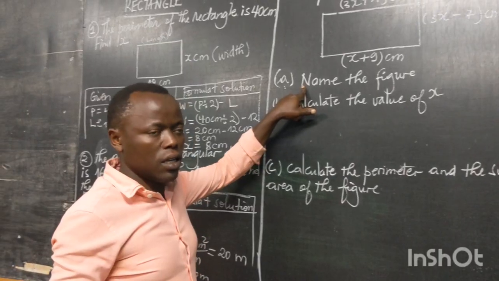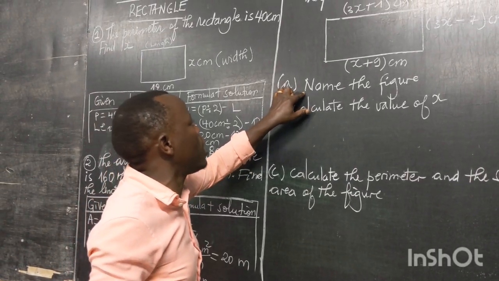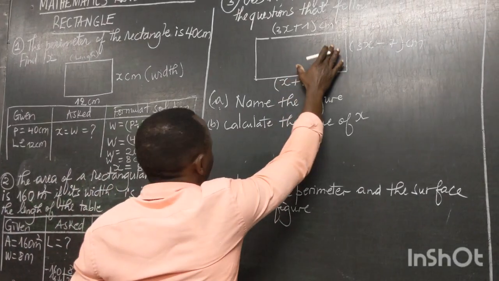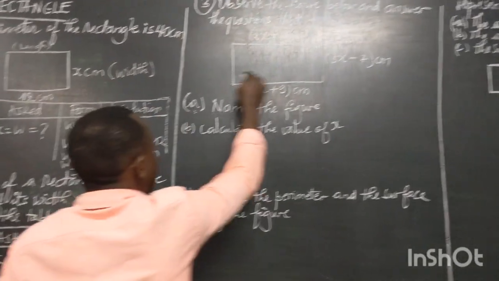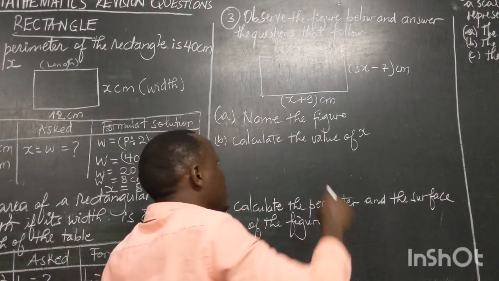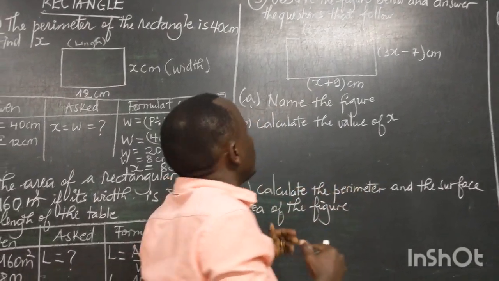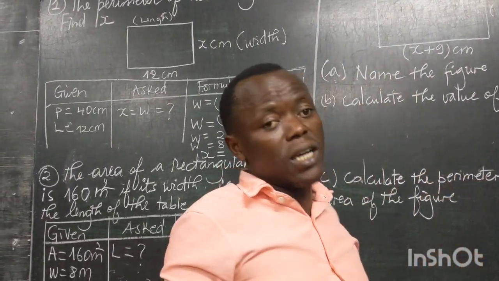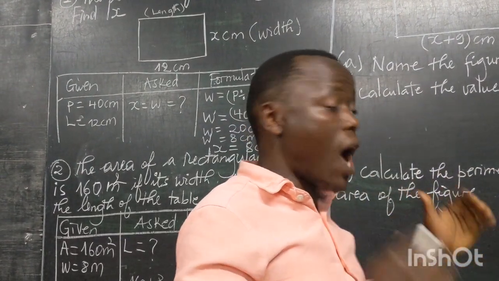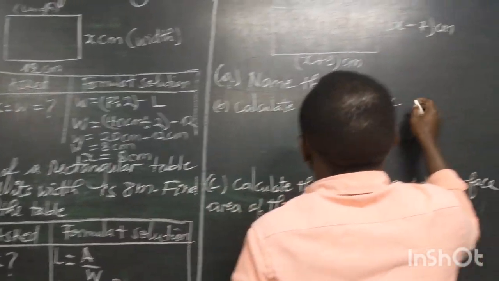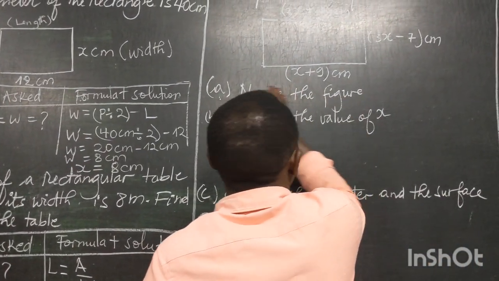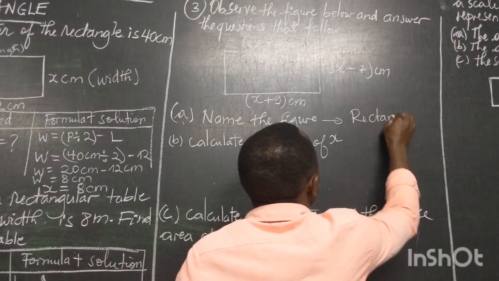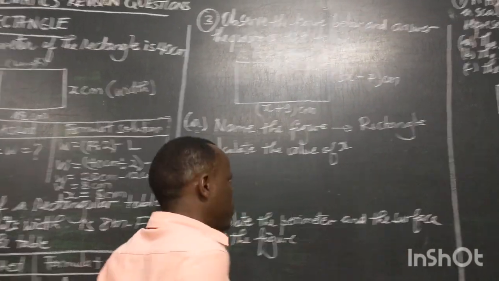Let's start with question 3, sub-question A: name the figure. When you look at this figure, you may find that this is a rectangle. As I have said, a rectangle is a geometric figure that has 4 sides, and the 2 parallel sides are equal. So the answer to sub-question A is that it is a rectangle.